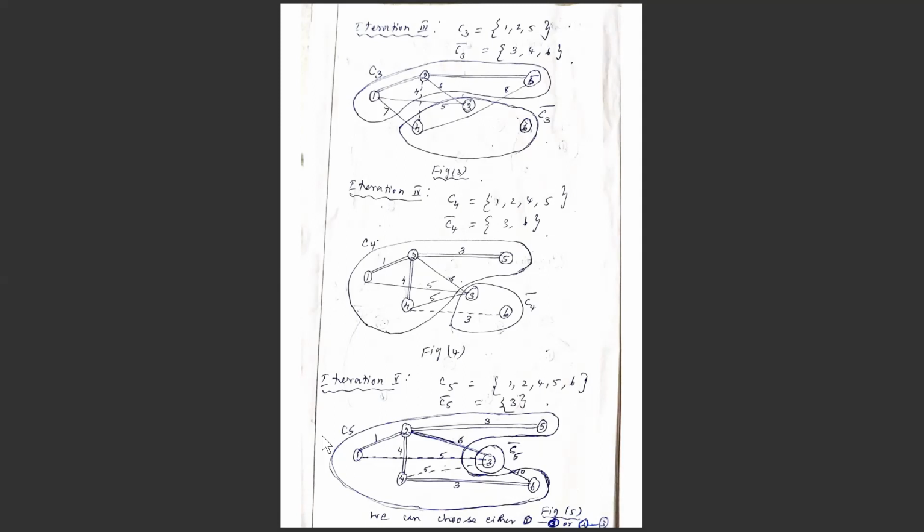So in the next iteration, new C4 is the nodes 1, 2, 4, 5 and as a result C4 bar is having only 2 nodes, 3 and 6. So here again, the distance of node 6 from node 4 is the shortest, 3 miles. So I am going to permanently link node 6 with C4 and remove node 6 from C4 bar. So in the next iteration 5, new C5 is the collection of nodes 1, 2, 4, 5, 6. And so C5 bar is having only one node, 3.